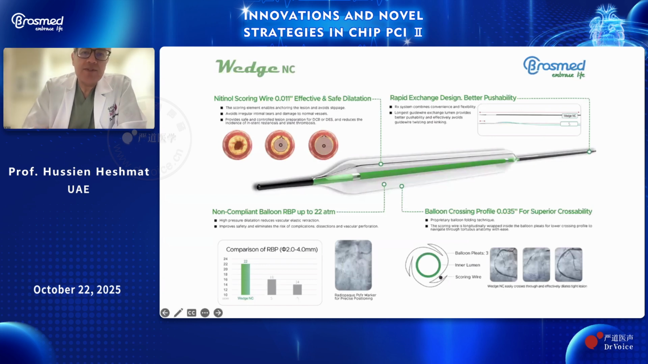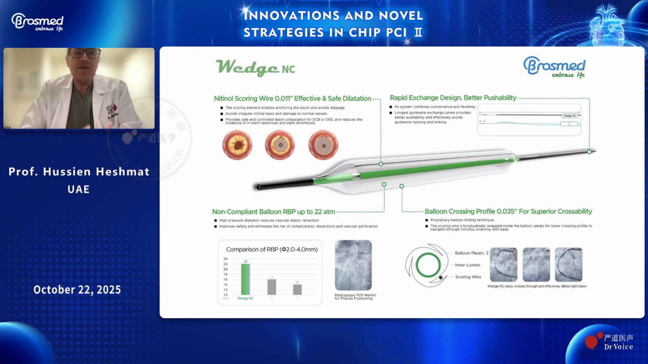The two interesting features about the Wedge balloon: number one, the pushability. It has a very low profile, so going into any fibrotic lesion is not going to be an issue at all. And the other thing is that the rated burst pressure is 22, which is along the higher end when we compare it to other scoring balloons available in the market.